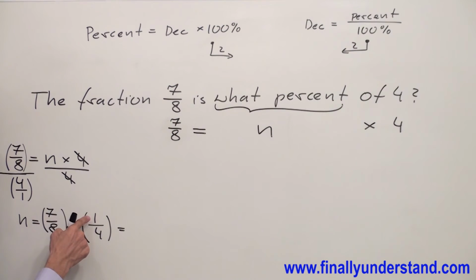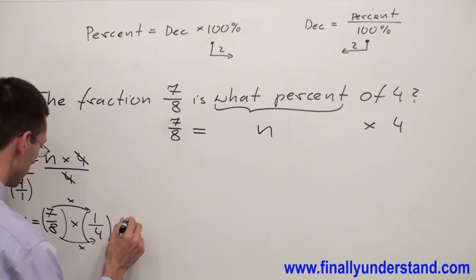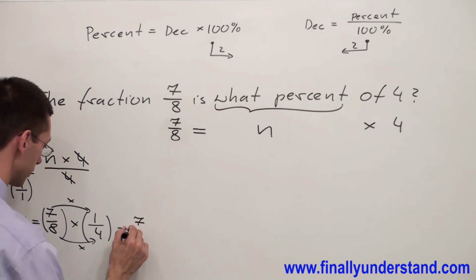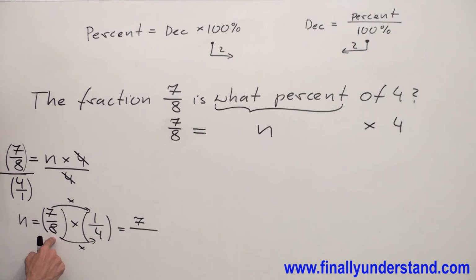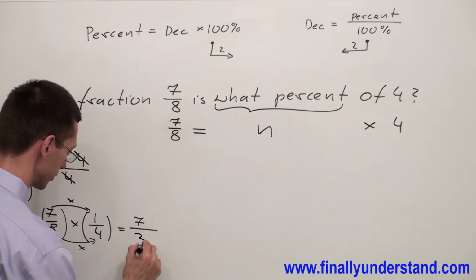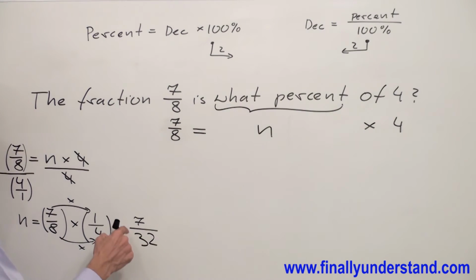we cannot reduce any numerator with any denominator, okay? So I'm going to simply multiply the numerator by the numerator and the denominator by the denominator. 7 times 1 is equal to 7. 8 times 4 is 32. Now, I get this fraction. I have to get back to the problem.